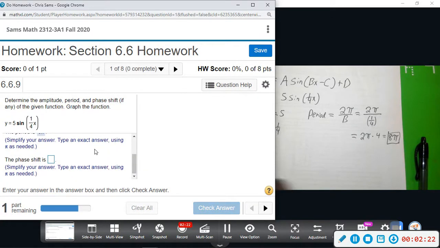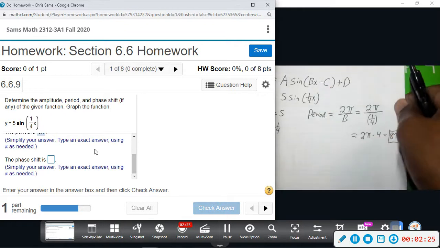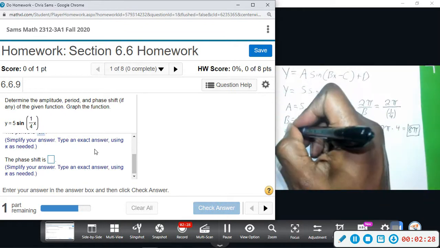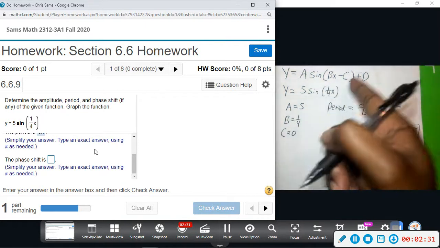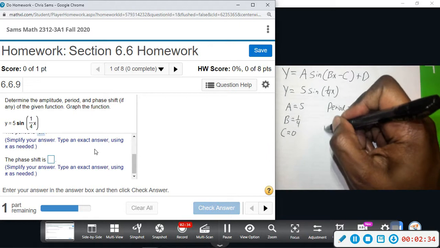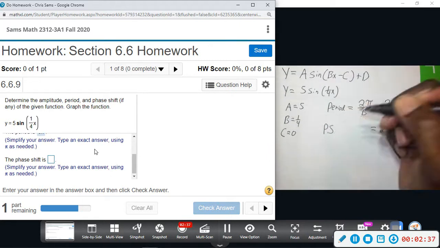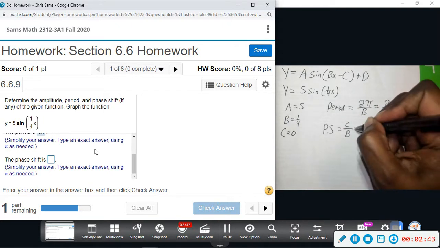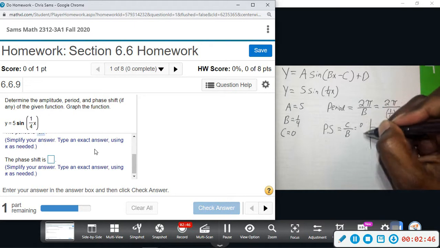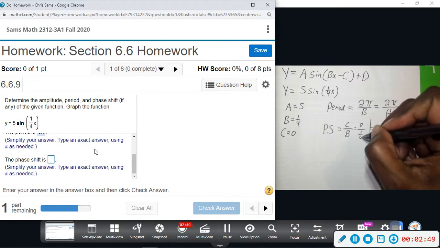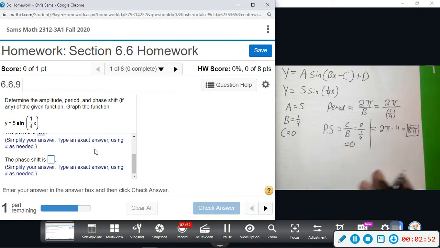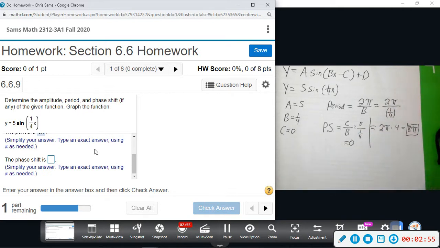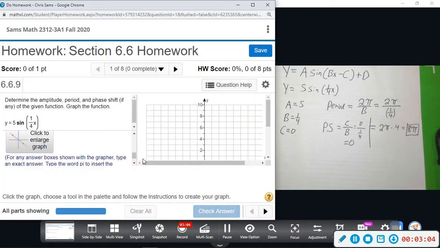Alright, since there is no c value, we do not have a phase shift. Let me show you. C equals 0 because there's no c term. The phase shift, I'm just going to put PS for phase shift, is equal to c divided by b. In this case, since c is 0, it doesn't matter what you have on the bottom. 0 divided by any number is 0. So this graph is not getting shifted in any direction, left or right. So there's no phase shift. It will be 0. And that's it for this one.